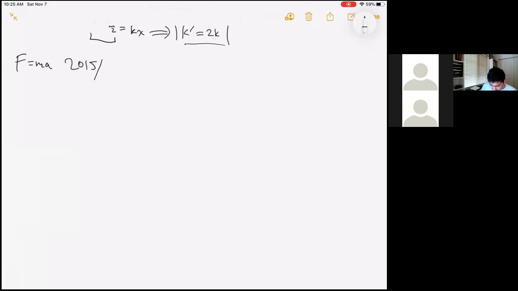So, F equals MA 2015-3. Again, please look at the problem statement in the handout. Let me give one minute for everybody to think about this problem, and then I'll go over it. Please take your time. And also, if you have any questions about the previous one, please also ask those.